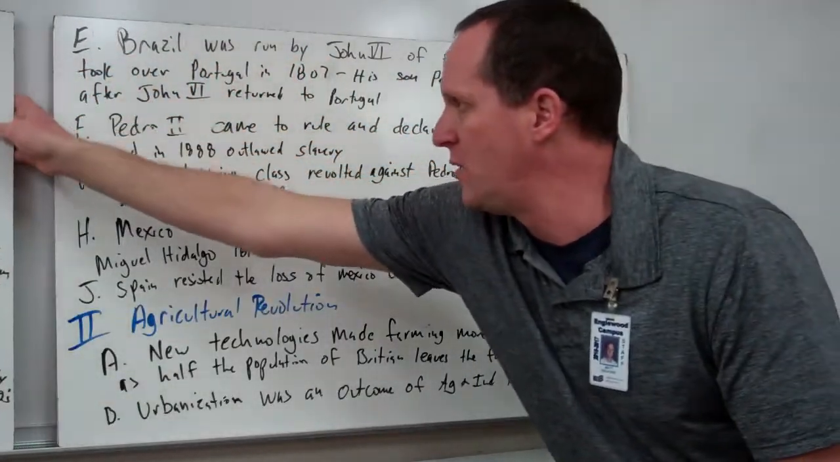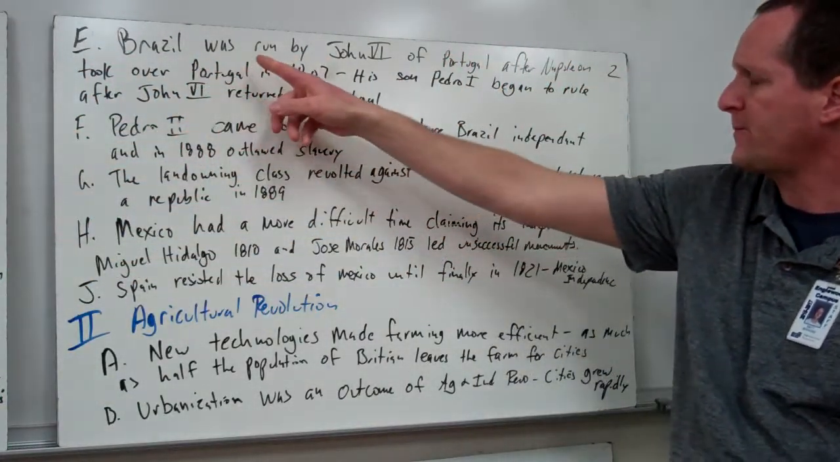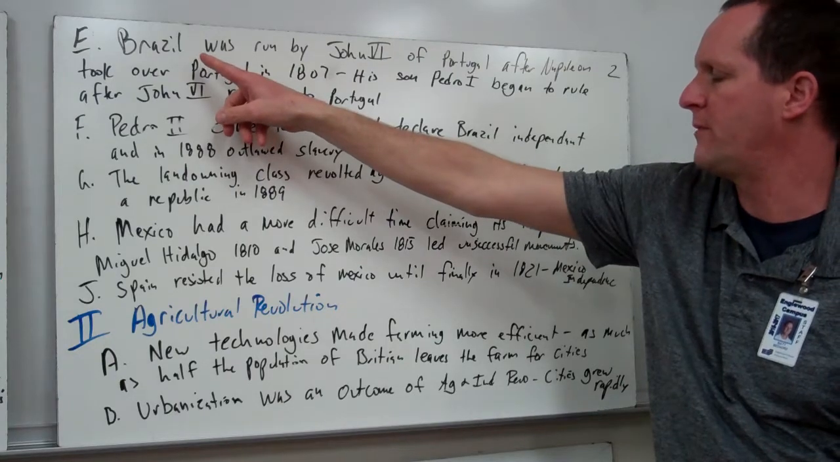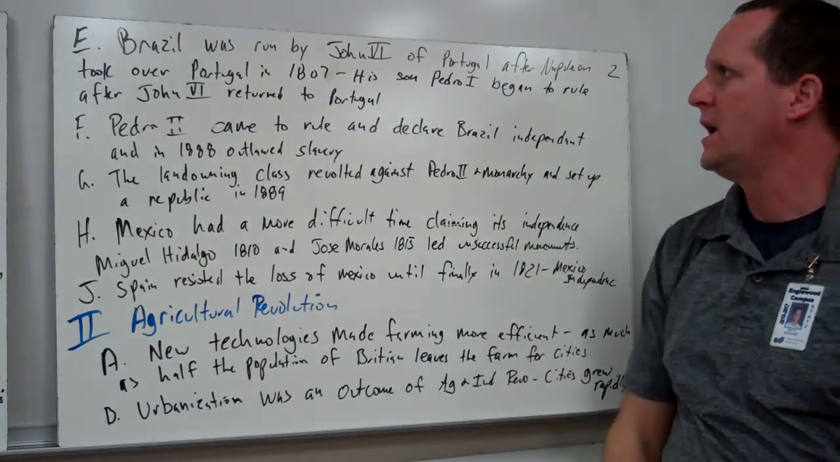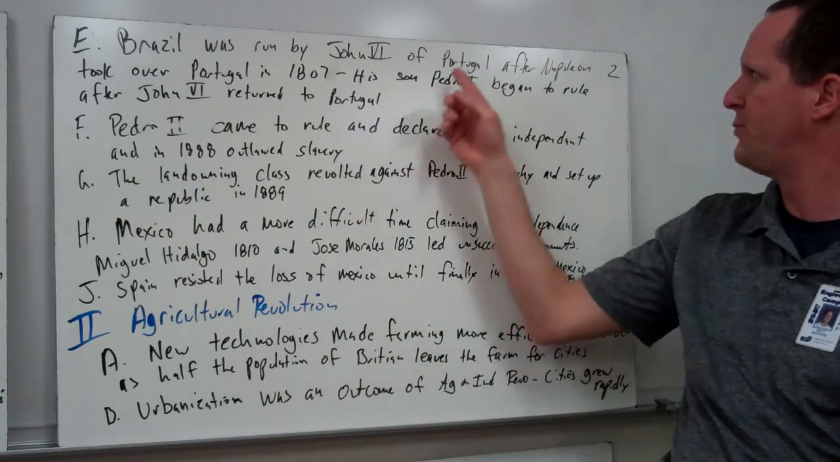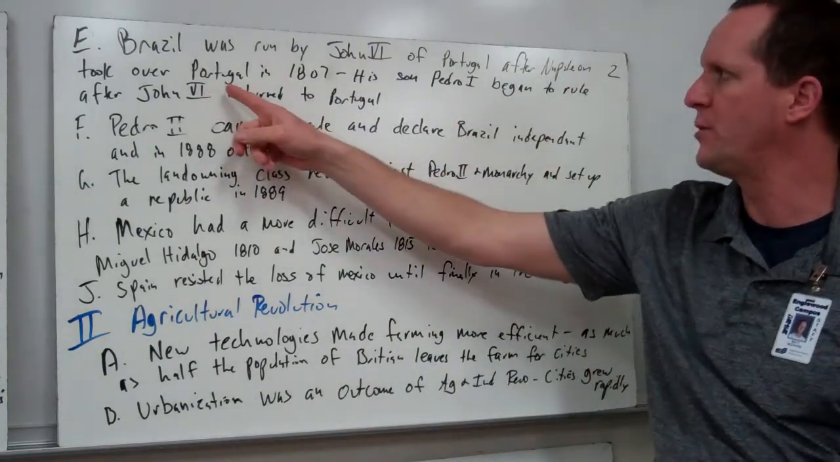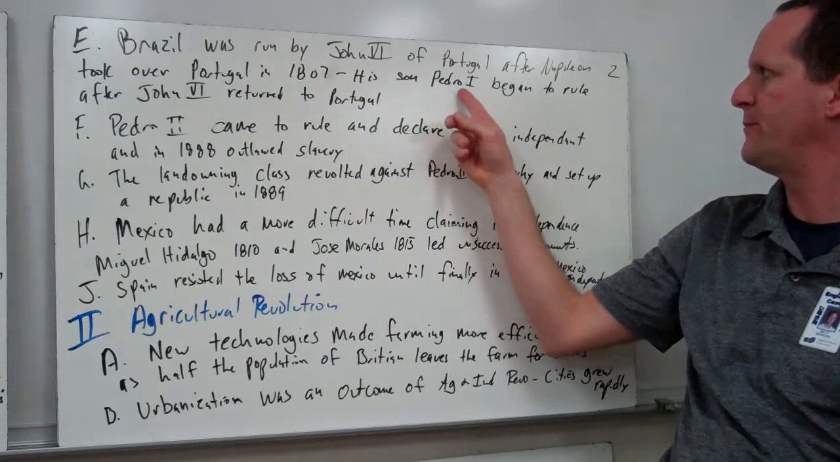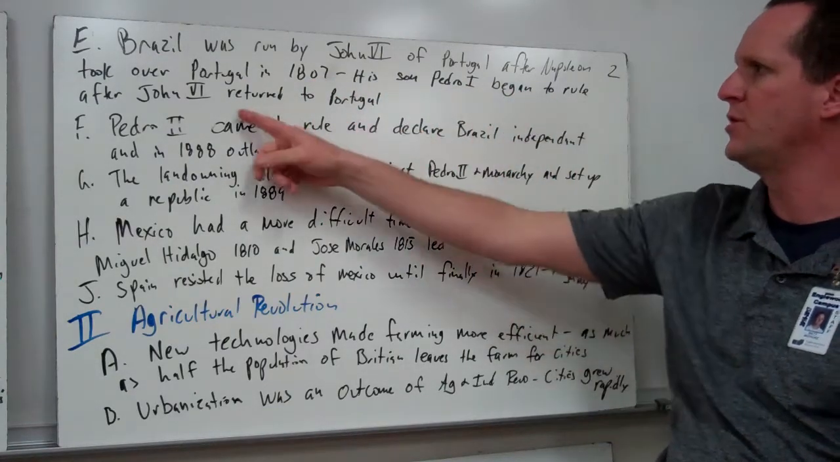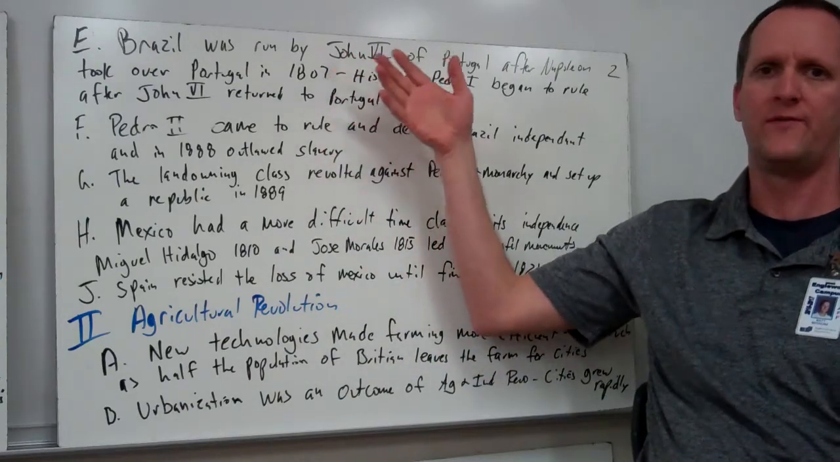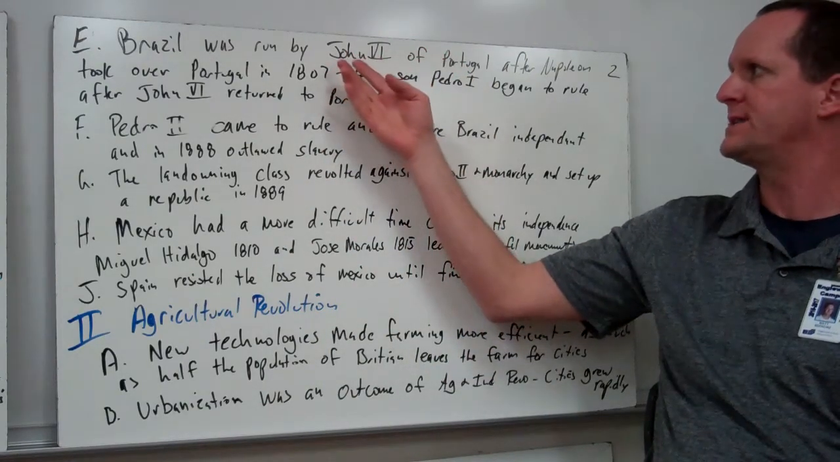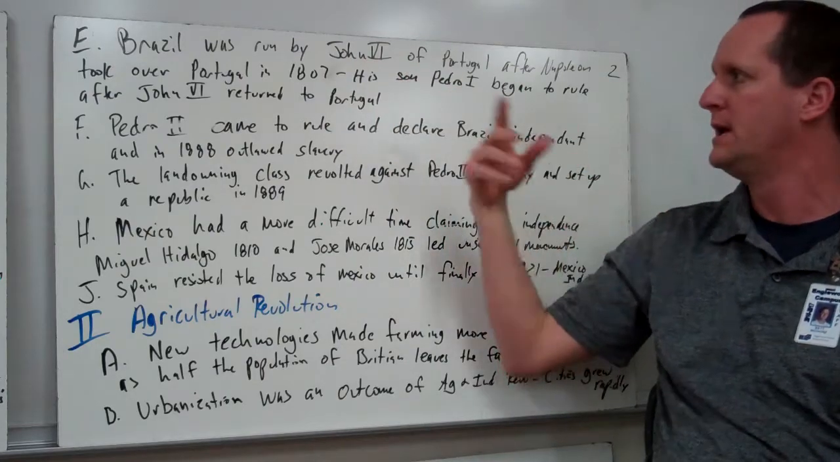Now, Brazil worked towards its own country from Portugal. Brazil was ruled by John VI of Portugal. After Napoleon took over Portugal in 1807, his son Pedro I began to rule after John VI returned to Portugal. So Napoleon ruled Portugal for a short period of time, and during that time John VI came to Brazil.